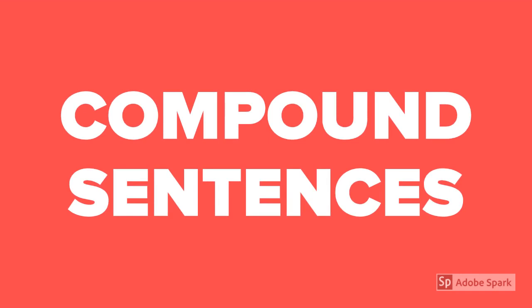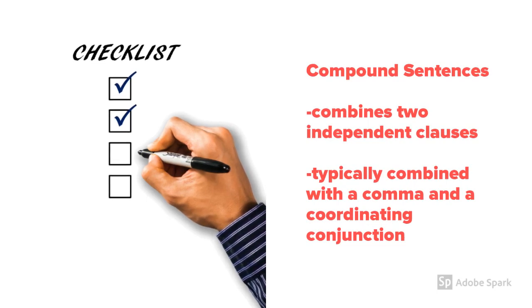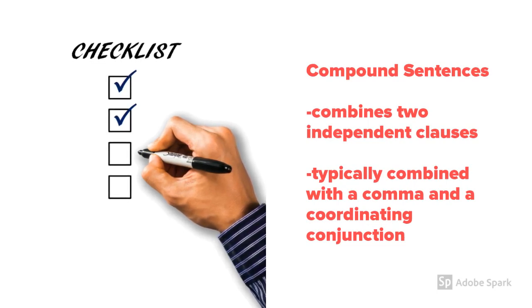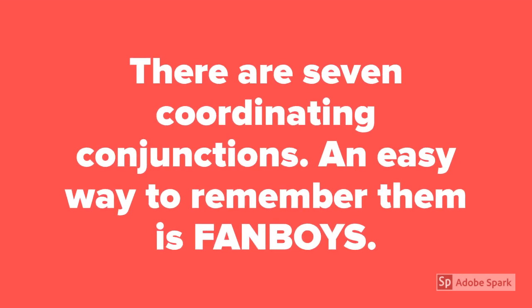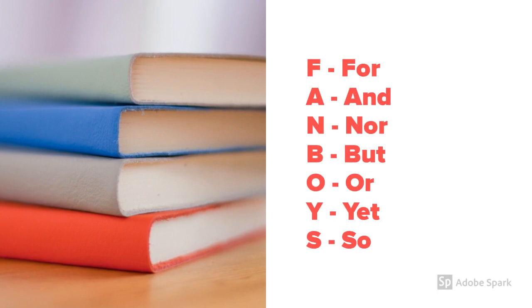Now you might be wondering, if an independent clause already expresses a complete thought, can you combine two independent clauses and still have it make sense? The answer is yes. When you combine two independent clauses, it is called a compound sentence. The two independent clauses in a compound sentence are typically combined with a comma and a coordinating conjunction. There are 7 coordinating conjunctions, and an easy way to remember them is the acronym FANBOYS. The 7 coordinating conjunctions are for, and, nor, but, or, yet, so.